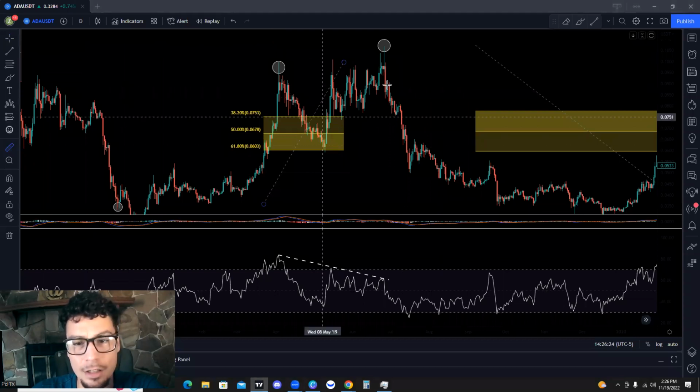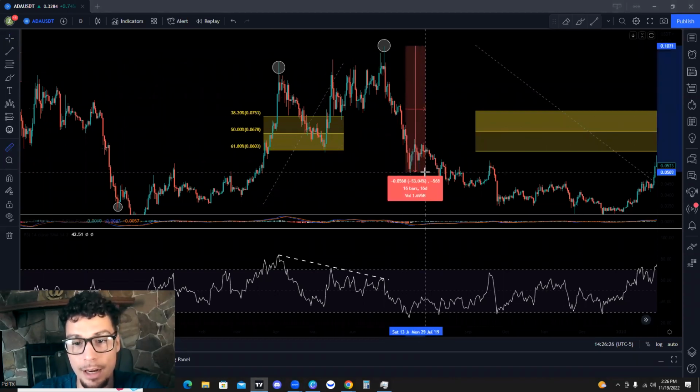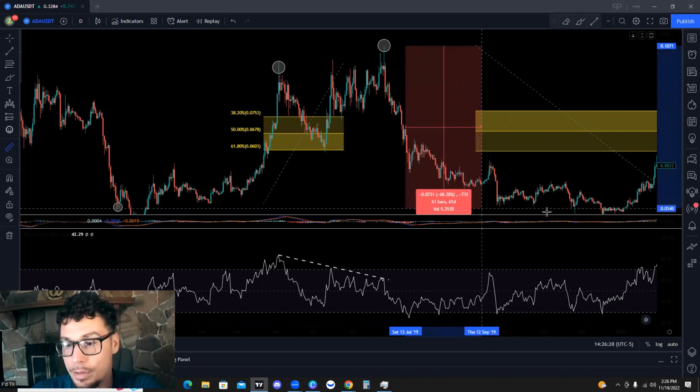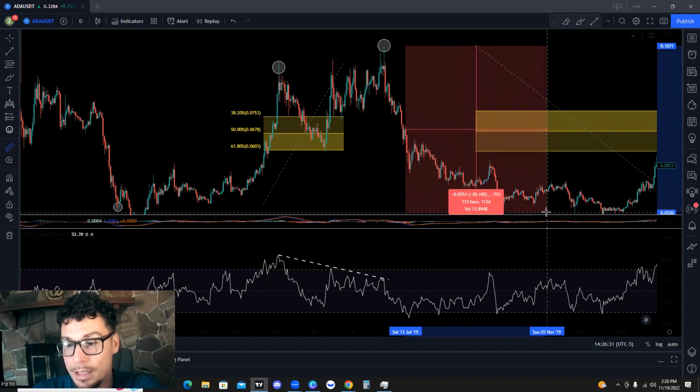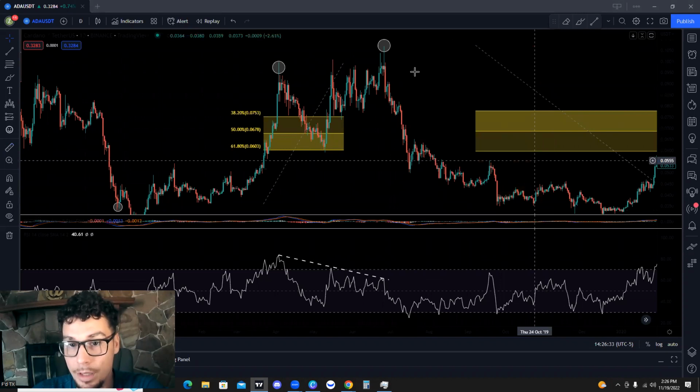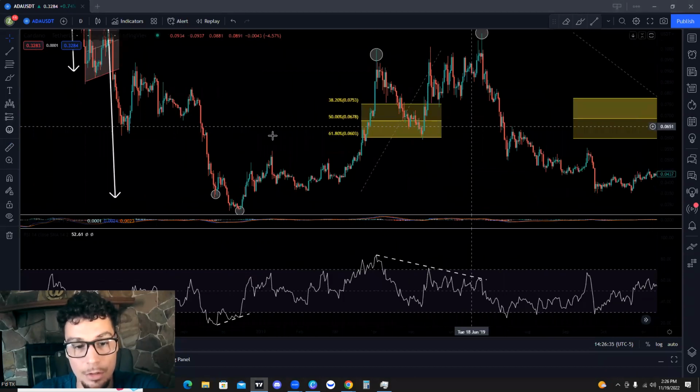And again, just another sharp move to the downside, right? Ended up dropping 50%, 60%. It goes down even lower to like 70% plus, okay? Ultimately off of that bearish divergence sell signal, right?